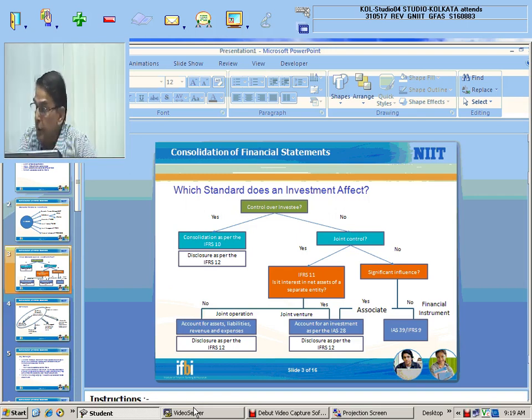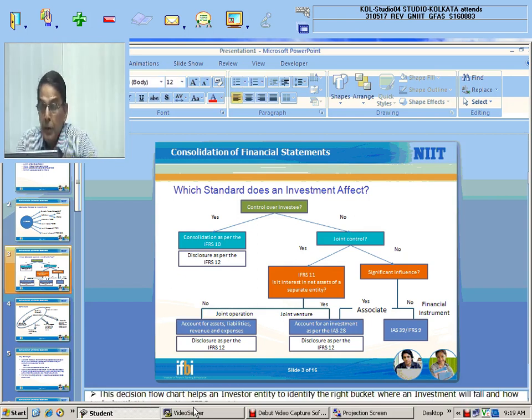So, where the investing company has control over the investee. Here, control we will define separately in a subsequent slide. If the investing company has control over the investee, the answer is yes. If the investment is such that the investing company has control over the investee company, that means the company in which the investment has been made, and the answer is yes, then consolidation as per IFRS 10 has to be made. Disclosure will be made as per IFRS 12.